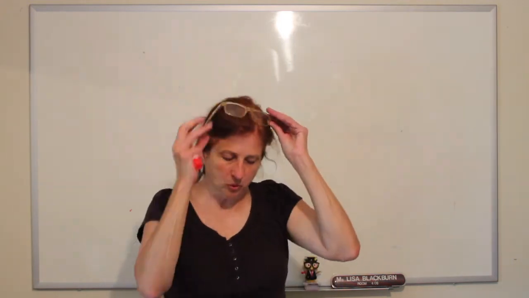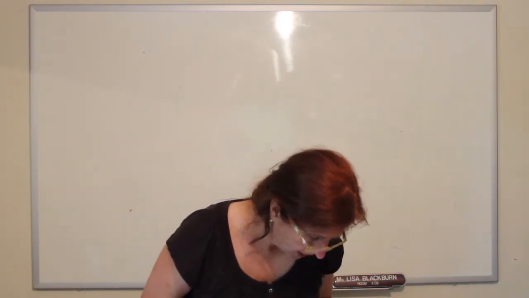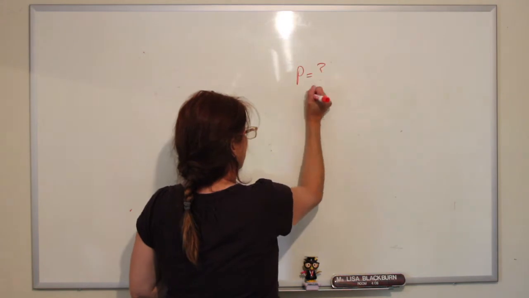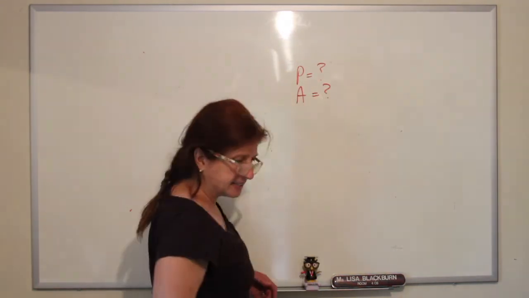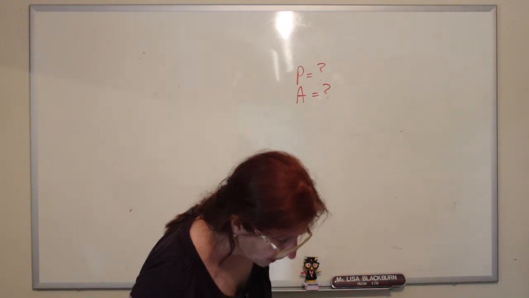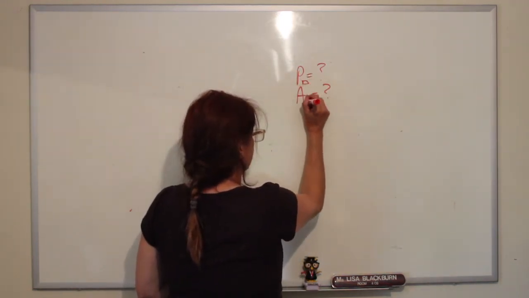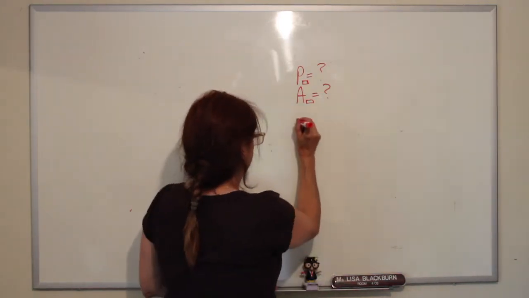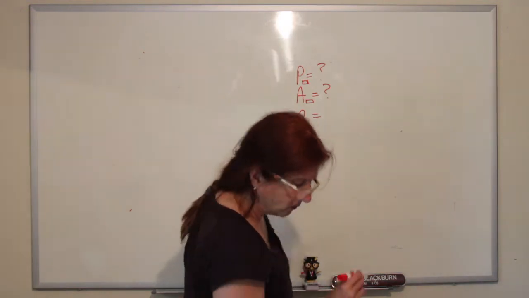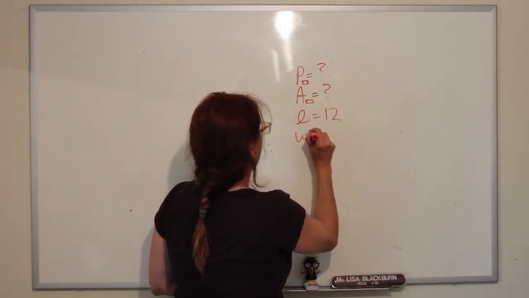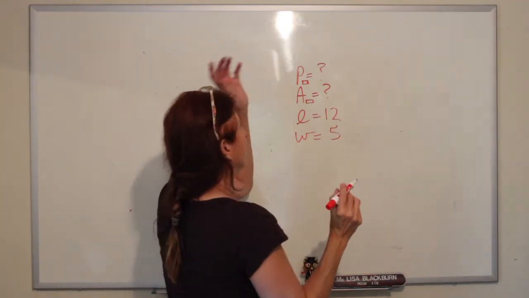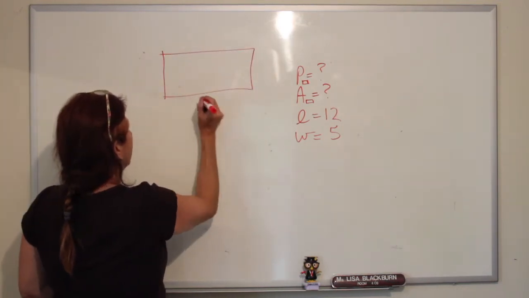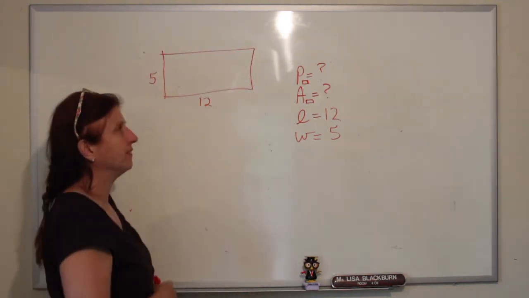So let's look at example 1 on page 51. It says find the perimeter and area. So I need the perimeter, that's my first unknown. My area is my second unknown of a rectangle. So I'll draw little rectangles. Perimeter of a rectangle and the area of a rectangle that has a length of 12 inches and a width of 5 inches. So I have my knowns and unknowns. Now I'm going to draw a picture. So my length is 12 inches and my width is 5 inches.